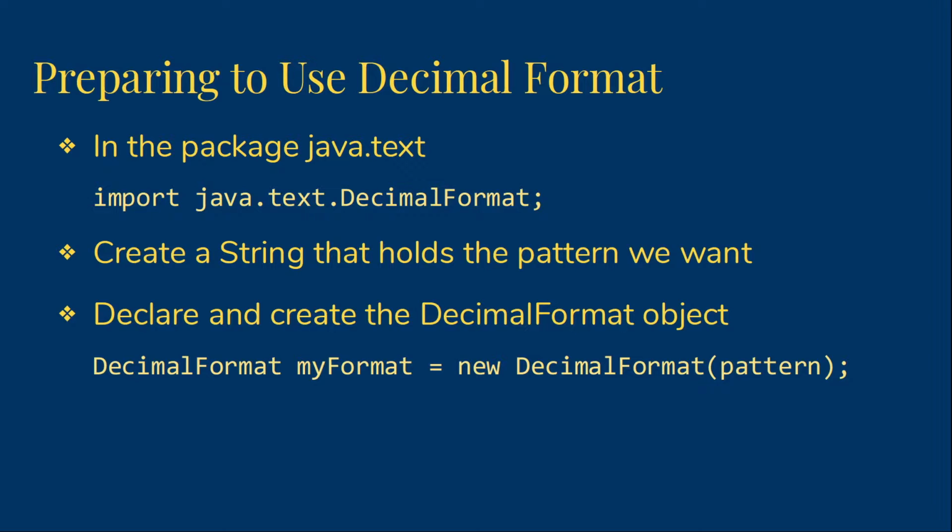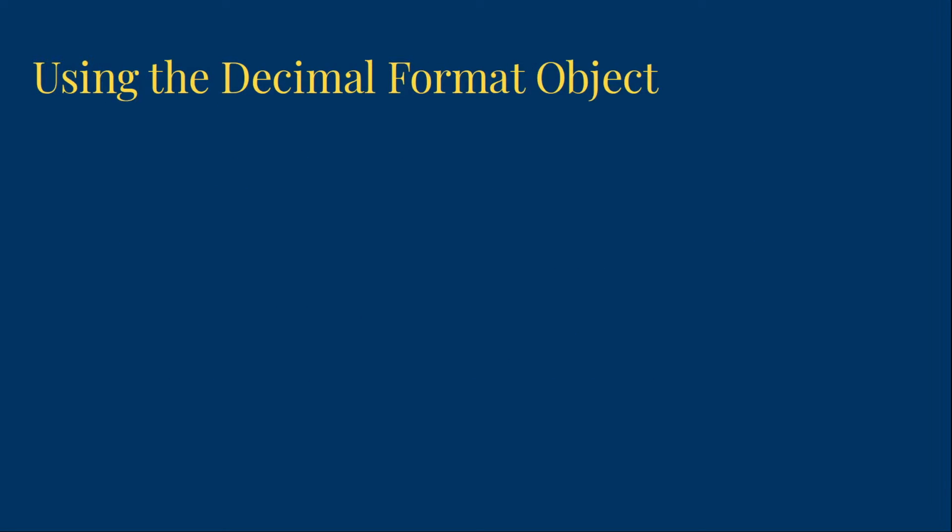Then we'll actually declare and create a DecimalFormat object that uses the pattern string that we want to use. So we'll say DecimalFormat myFormat is assigned new DecimalFormat. That exact same pattern that we use with all of our object creation. And then in the parentheses, we will pass the string that is the pattern we want to use for the format.